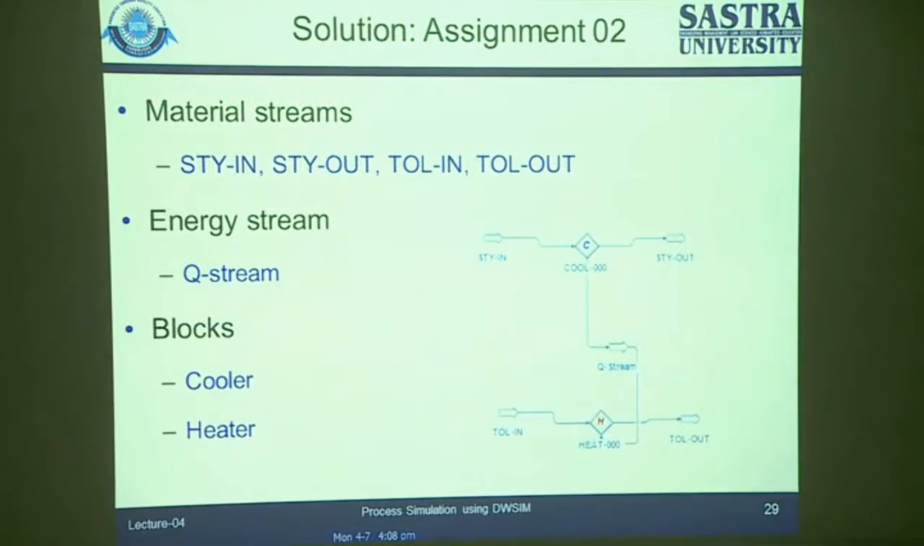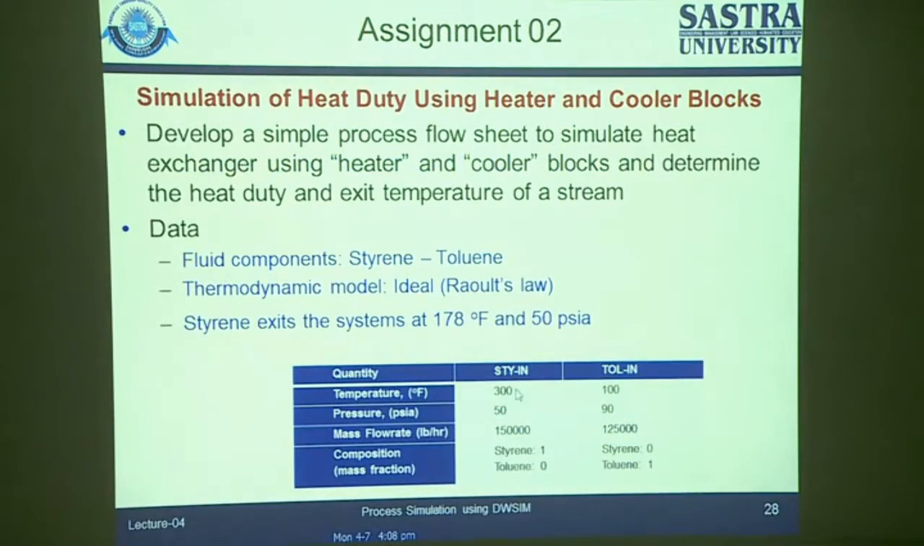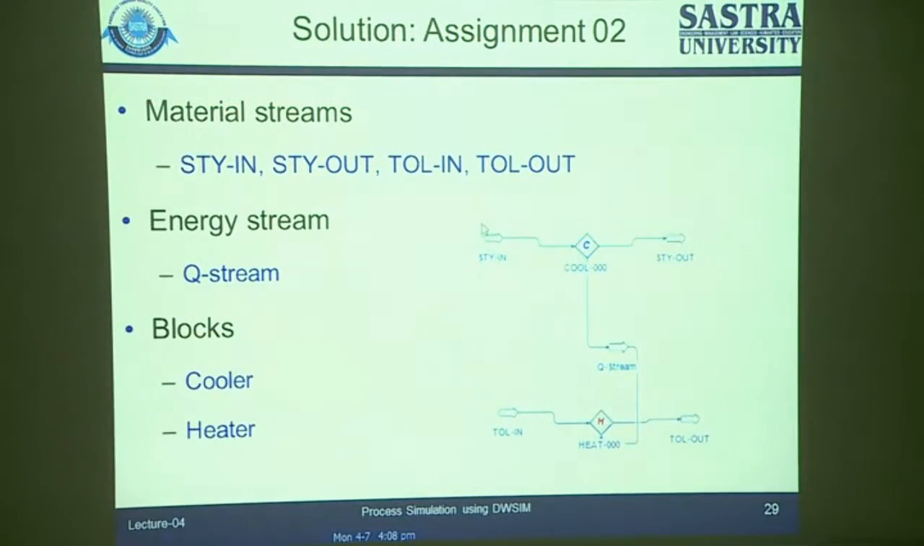Now this is how a typical process flow sheet looks. So we will have 4 material streams: a styrene inlet, a styrene outlet, a toluene inlet, and a toluene outlet. Now if you see the problem statement, for the styrene inlet, toluene inlet, and styrene outlet, we already know the specification.